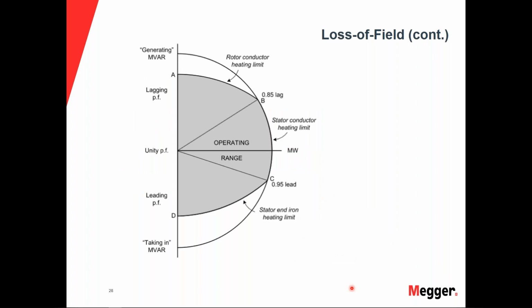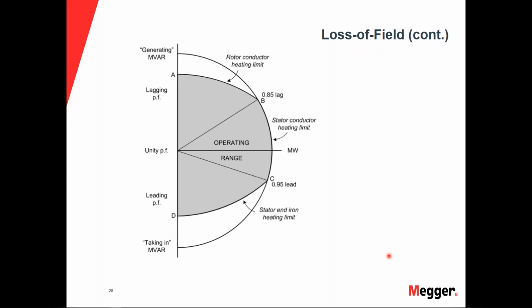Loss of field. When the generator loses the excitation, it operates as a motor, as an induction motor actually, and will eventually lose synchronism to the system itself. The excitation system can be reestablished, but it needs to be within a very quick amount of time. Within a matter of seconds, we need to reestablish the excitation system to make sure the generator doesn't fall out of synchronization with the grid.